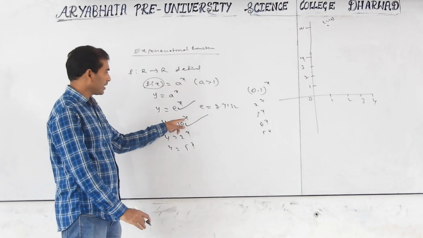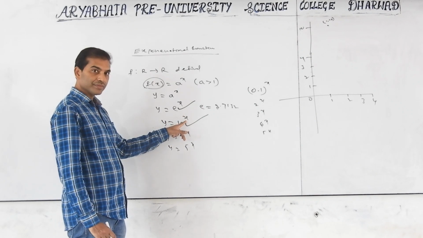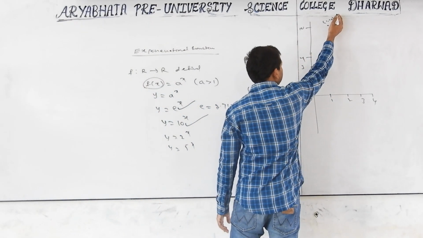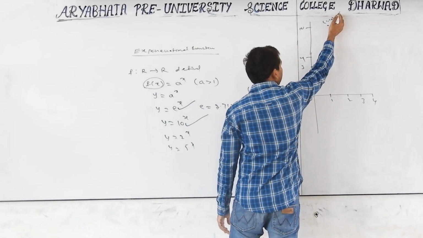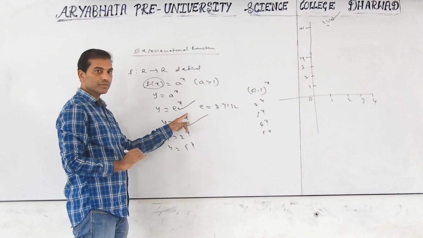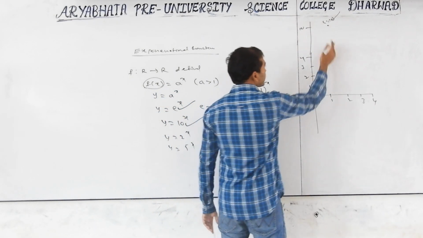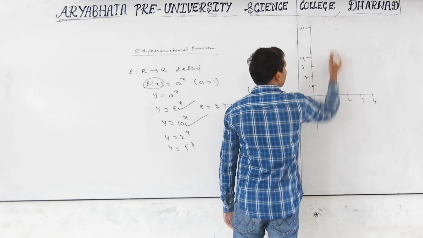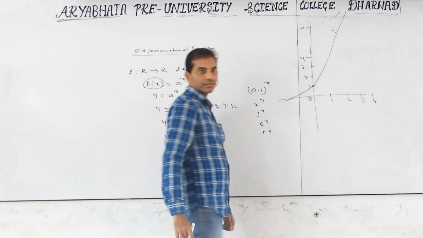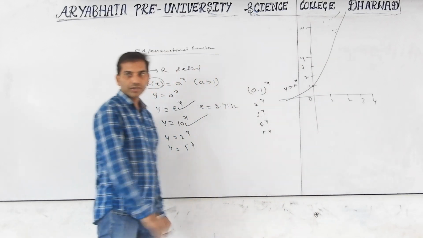If x is equal to 2, y is 100. And the graph is like this. If x is equal to 0, 10 power 0 is 1, so 0 comma 1. Then 1 comma 10, 2 comma 100. The graph is like this. So this is y equal to 10 power x.